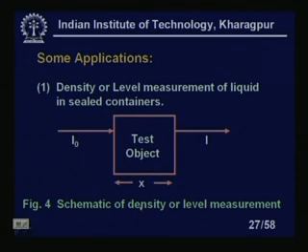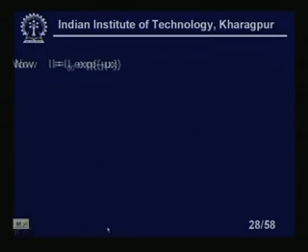So, we have a test object, okay. This is the schematic of density level measurement. I am giving a ray, and we are getting outputs. This output is what we are measuring. How? Let us look at I equal to I naught exponential of minus mu x. This is the basic expression, right.